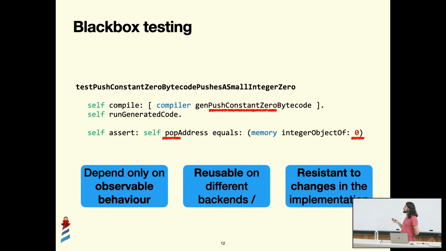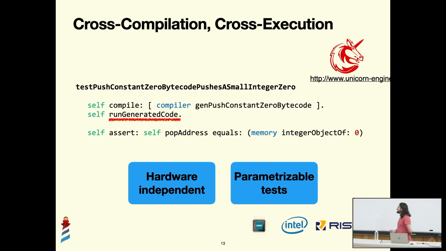So actually, this test is really looking at observable behavior of the compiler. It is reusable in different backends, and it's resistant to changes in the implementation. We have really few tests that are actually looking at what the compiler does inside. We only do that when we really need to test some particular compiler component.